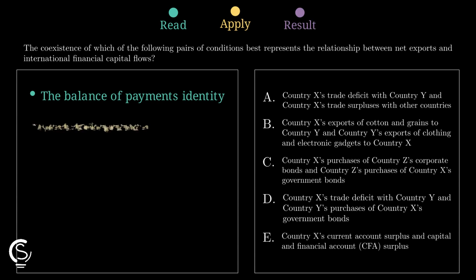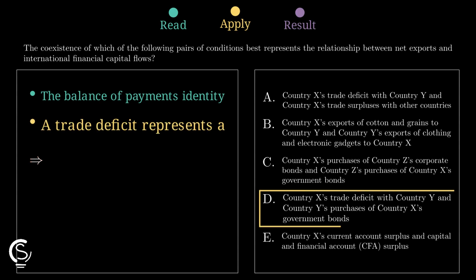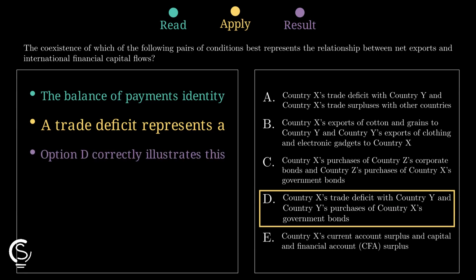That is why country X having a trade deficit while country Y buys country X government bonds fits best, pointing straight to option D.